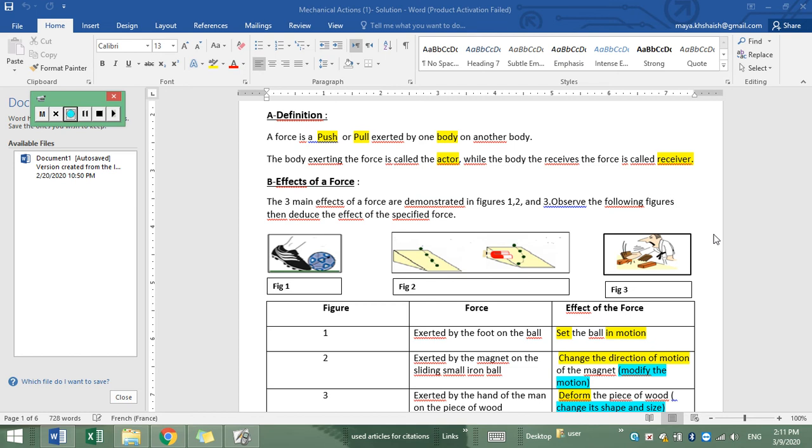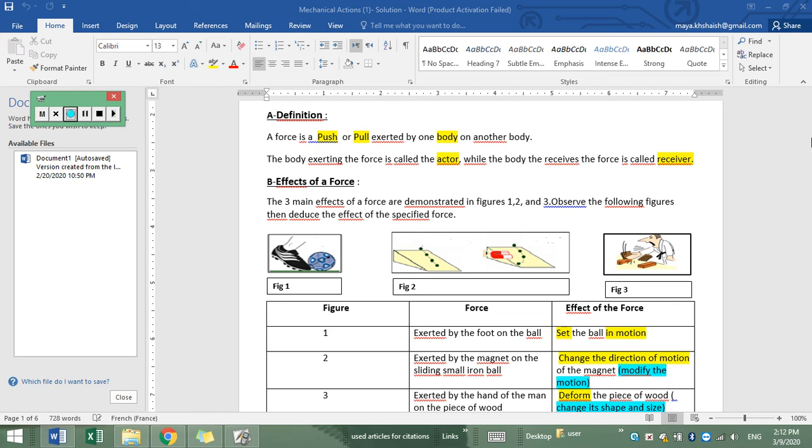Taking again the same examples, pulling the wagon. Now you are pulling the wagon, so you are the actor, you are the one doing the force, while the wagon is the receiver, it is the object receiving the force. The other example, kicking the ball, your leg is the actor, it is the object exerting, doing the force, while the ball is the object receiving the force, so it is the receiver. This is as a definition.